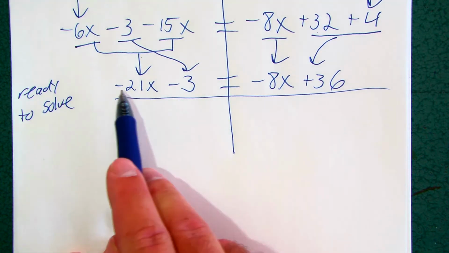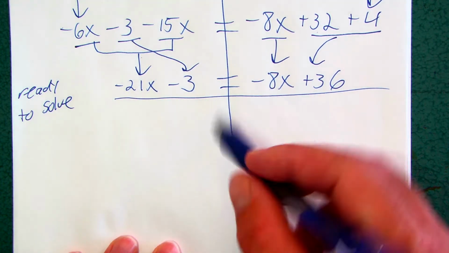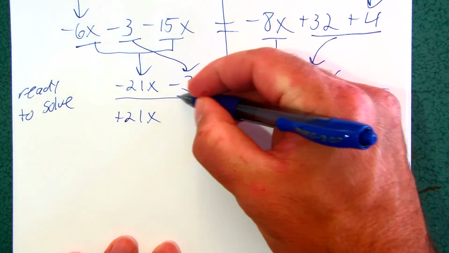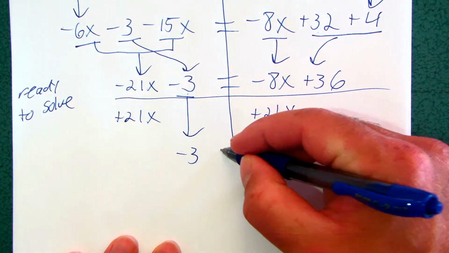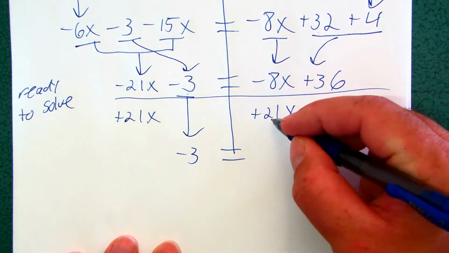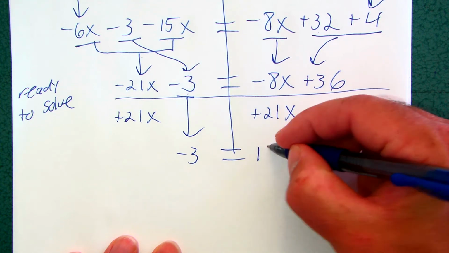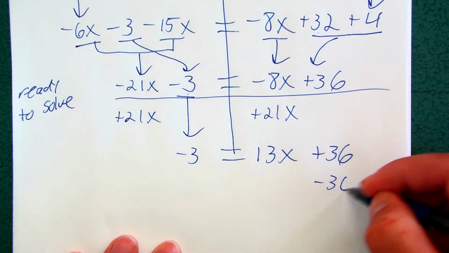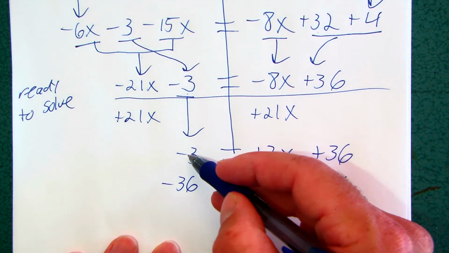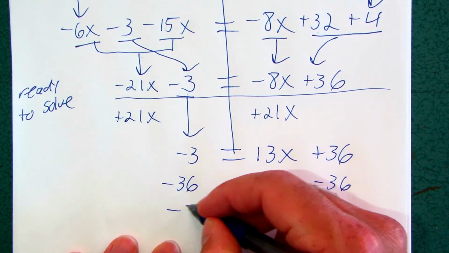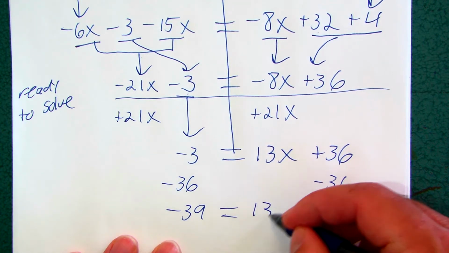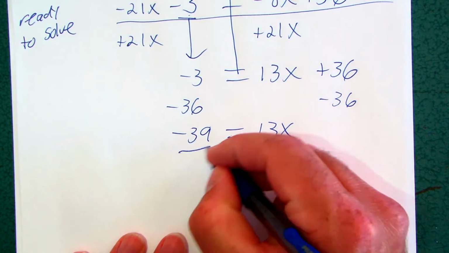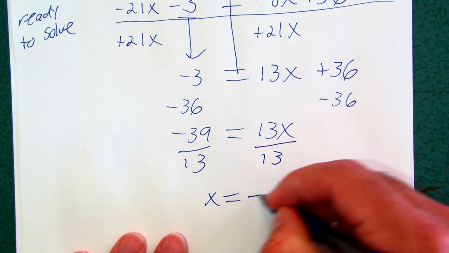So I have negative 21x on the left, negative 8x on the right. If I add 21x to both sides, I'll make that positive. So my negative 3, that's just coming down here. Negative 8 plus 21 is going to be positive 13x plus 36. Subtract 36 from both sides. Just be careful here, it's negative 3 minus 36, so it's going to be negative 39 equals 13x. Divide both sides by 13, and we're going to get x equals negative 3.